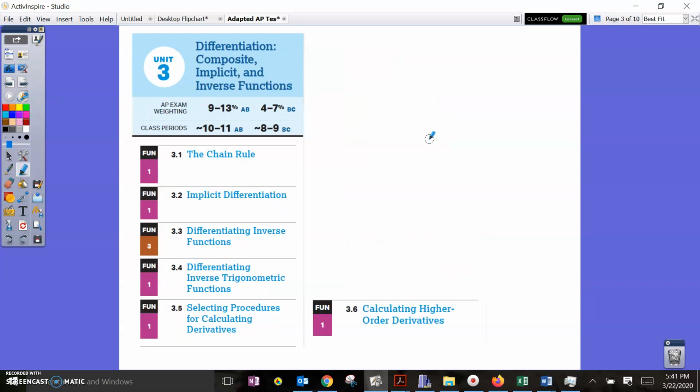Next unit is Unit 3, more complicated derivative rules, the chain rule, using implicit differentiation, finding derivatives of inverse functions, inverse trigonometric functions, selecting how you want to calculate a derivative, being able to use all of these rules in conjunction with one another, and which rule gets used where in the process, and also calculating higher order derivatives, finding the second derivative, third derivative, etc. That is all material that they could ask about on this year's BC Calculus exam.